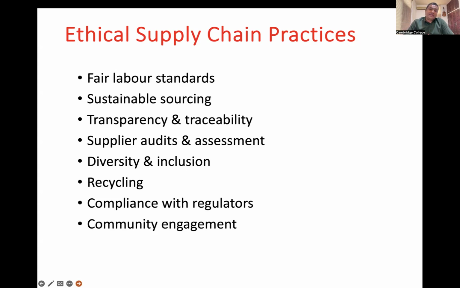Do they practice DEI, diversity, inclusion strategies, equality? What are their recycling habits? Is it measured, time-bound? What is their compliance with regulators, conformance to law and order, and community engagement? So you need to keep a tab on your suppliers to ensure your suppliers conform to ethical supply chain practices.